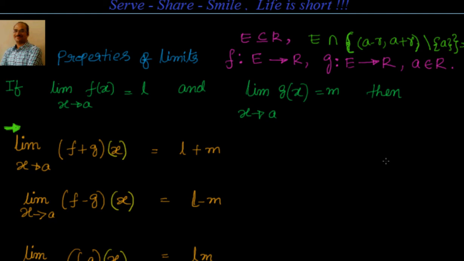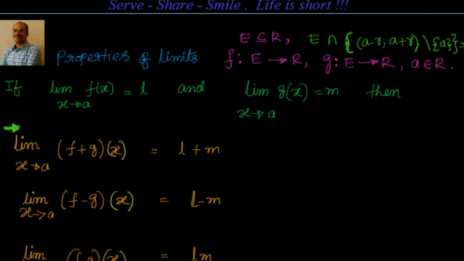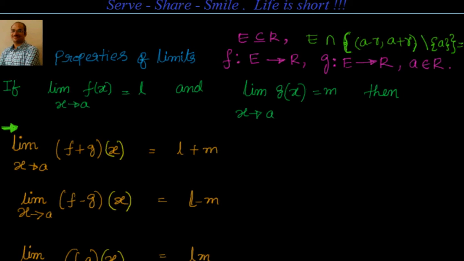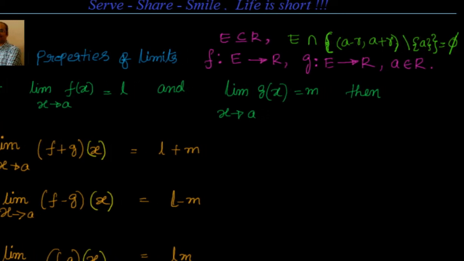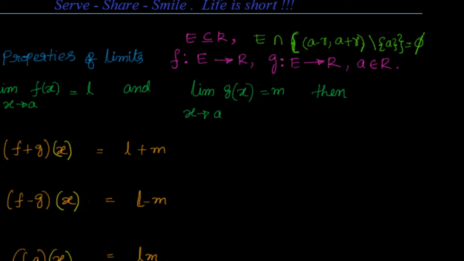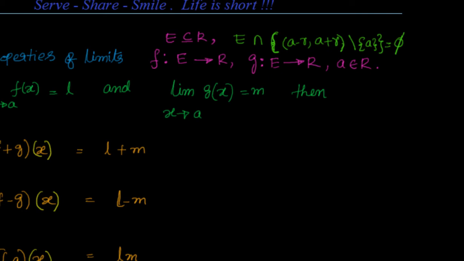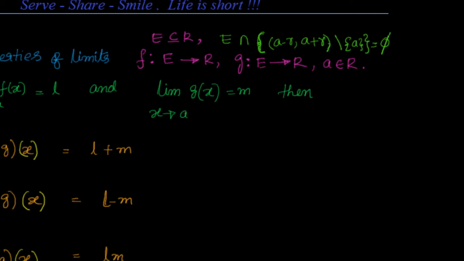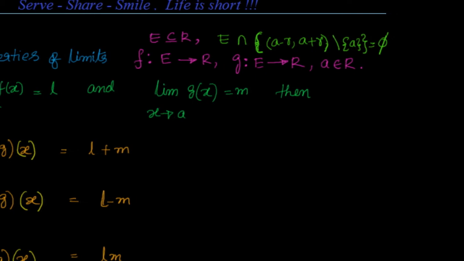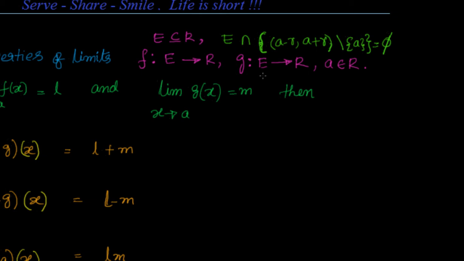In this session, let's have a look at properties of the limits. Just before going there, let's understand that suppose there are two functions f and g, both mapping from a subset of real numbers to real numbers. E is a subset of R, f is from E to R and g is from E to R, and E intersection (A minus r, A plus r) other than A is phi.